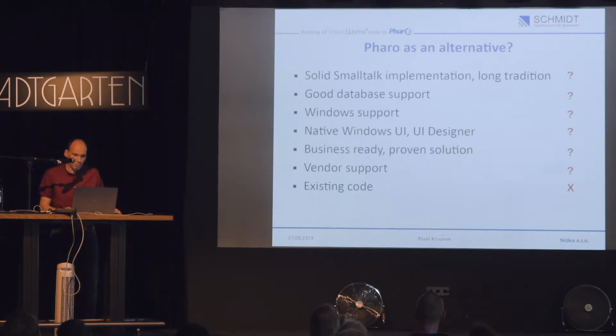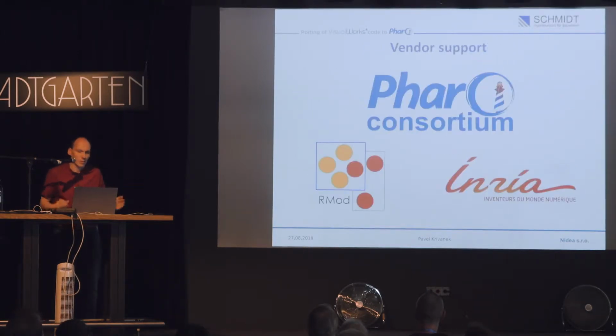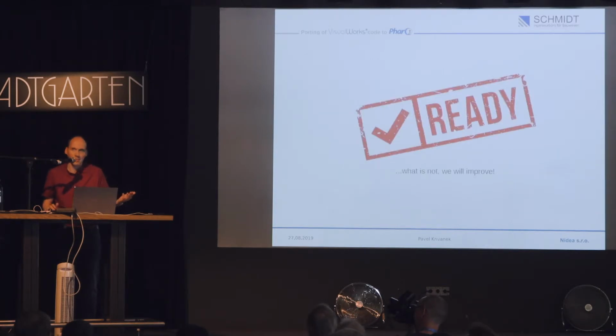So what people from Schmidt did was they contacted the Pharo Consortium and organizations that support Pharo development, and they showed the list of requests that they have and asked, is Pharo ready for our project? And they looked at it and said, yes, it is. Not completely, but we need to improve some stuff, but we will do it. Let's collaborate and we will improve those things.